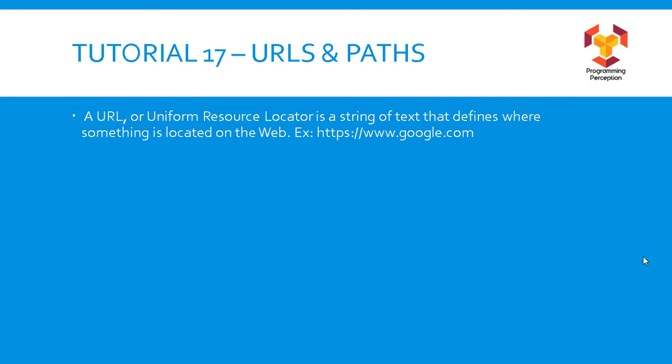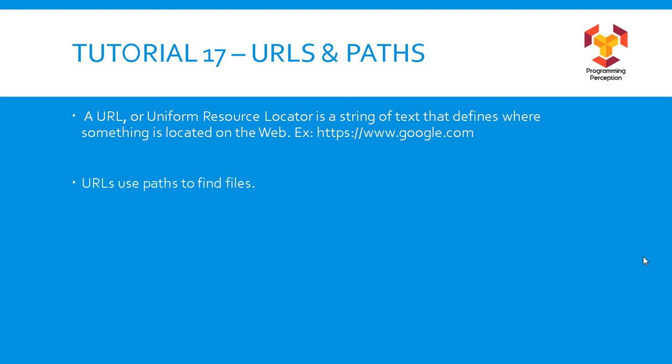So let's proceed. A URL, or Uniform Resource Locator, is a string of text that defines where something is located on the web. For example, https://www.google.com defines the position where the main page of Google is residing right now. Similarly, if any resource is there, there should be a certain URL for that resource.